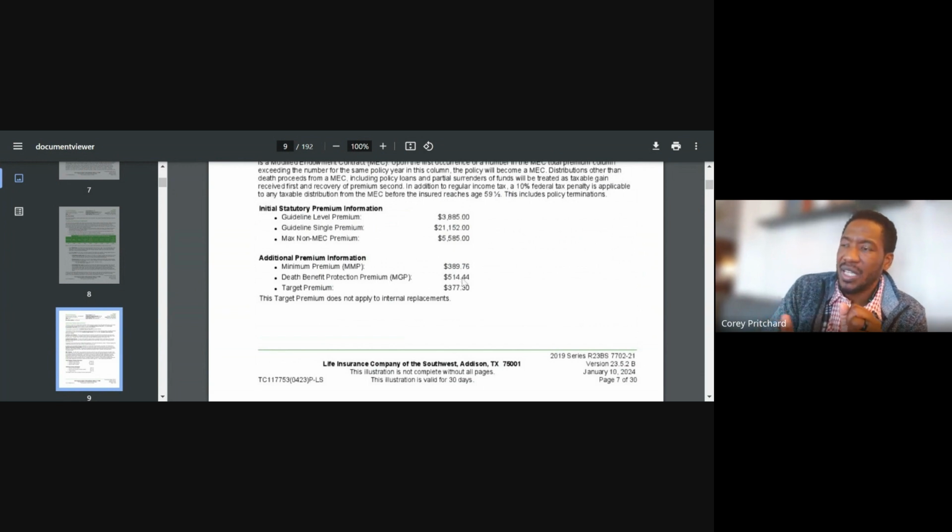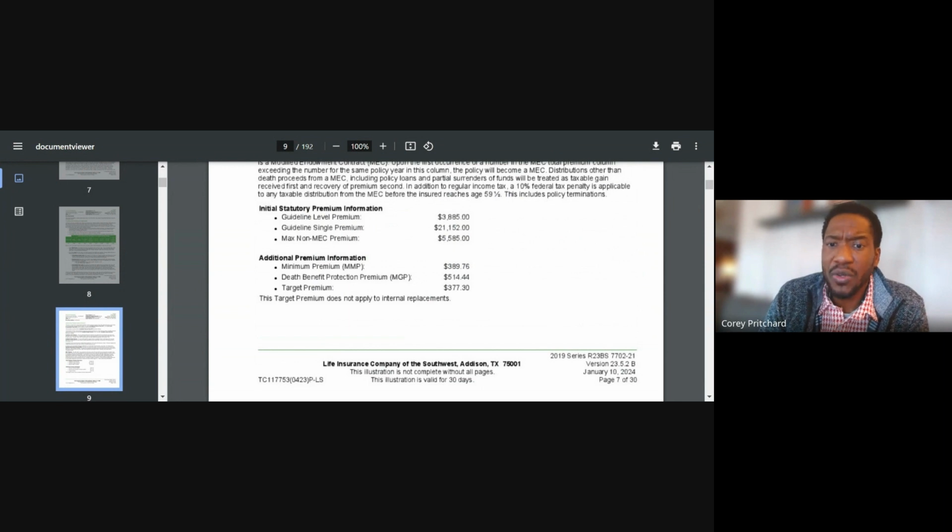So what they say is, as long as you are paying at least $514.44 a month. Okay, now that's not a month, that's a year. So 514.44, then that's $42.87, close to $43. So as long as you're paying $43 a month, they're saying the policy is not going to lapse no matter what, right?